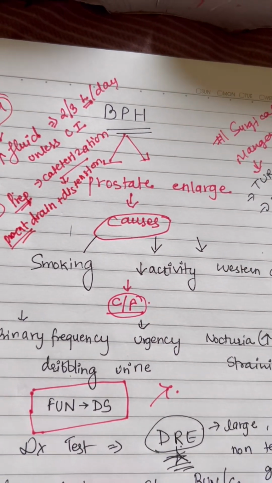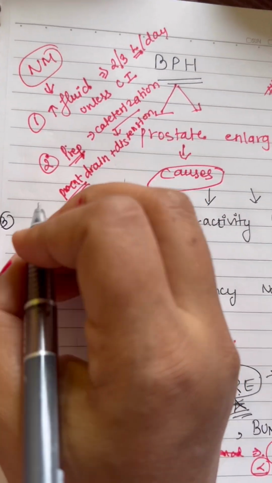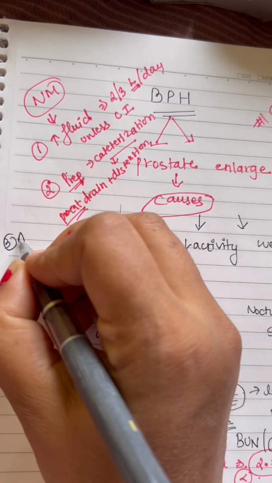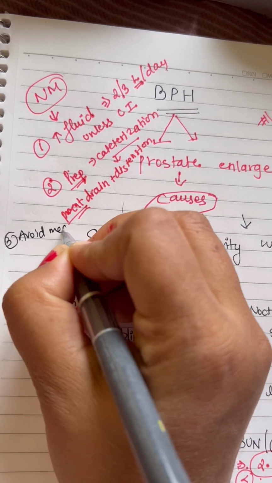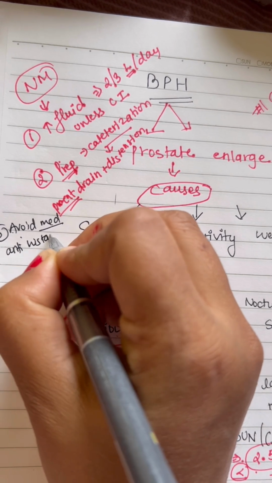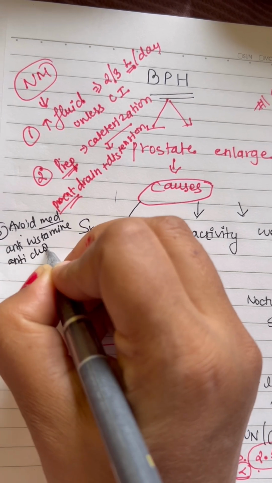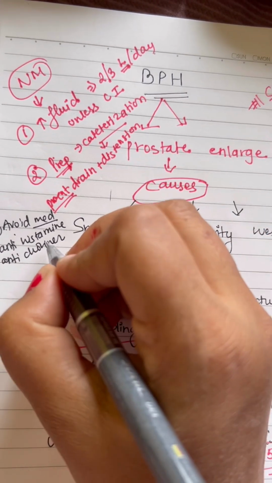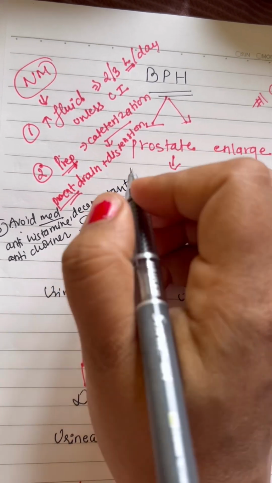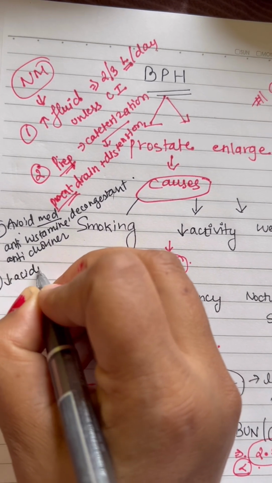Another most important nursing management that we must learn about BPH is the certain medications that we must avoid in a BPH patient. Those medications that we need to avoid in case of BPH are normally antihistamines, anticholinergics, and the last one is decongestants along with antidepressants. So remember these four medications that must be avoided in a BPH patient.